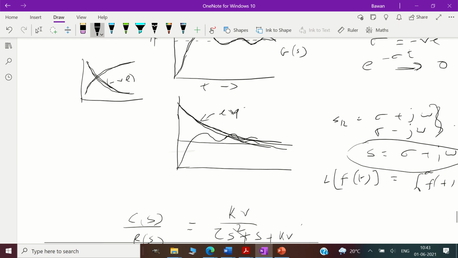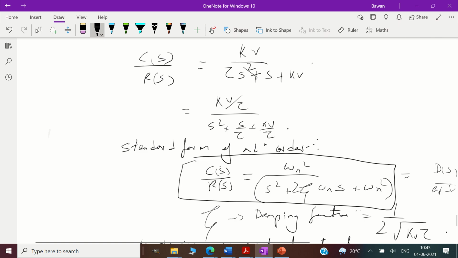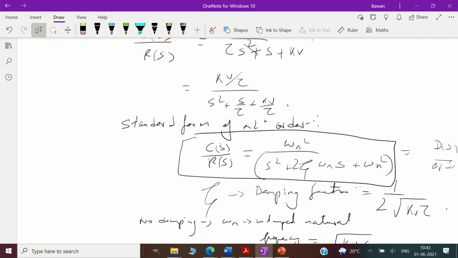Now let's take a general form of a second order system. Given C(s)/R(s) is equal to Kv divided by tau s squared plus s plus Kv, this can be reduced by dividing both numerator and denominator by tau. You get Kv by tau over s squared plus s by tau plus Kv by tau, and this gives you the standard form of the second order equation. If you compare with this one, the second order equation given by C(s)/R(s) equals omega n squared over s squared plus 2 zeta omega n s plus omega n squared, that is the standard form for second order.